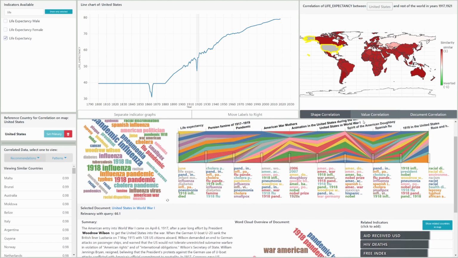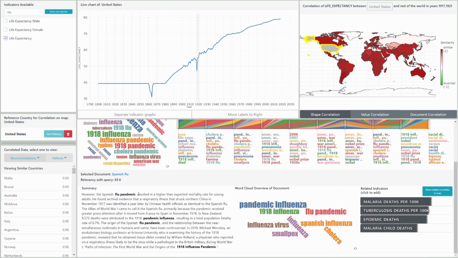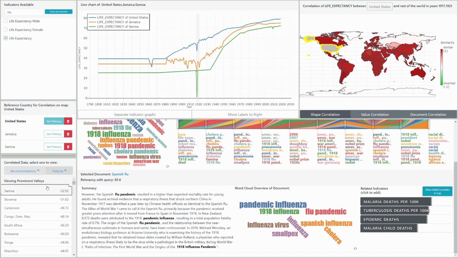We can confirm that by checking the many Wikipedia documents and also changing the countries around to see what Wikipedia can tell me about other countries in this time frame. On the recommendation panel, we can check what countries had the largest valley and largest peak in the selected time frame. We can also check if there are other indicators or countries with a similar valley pattern.